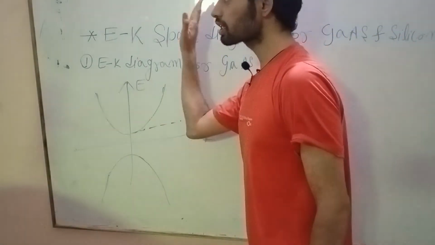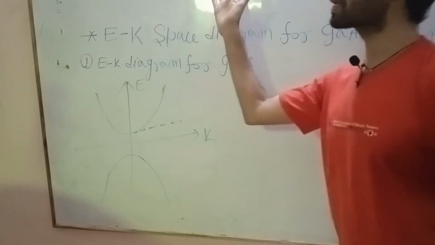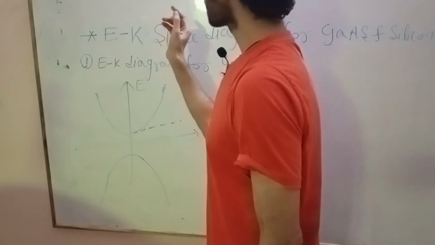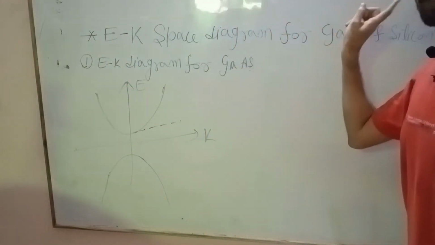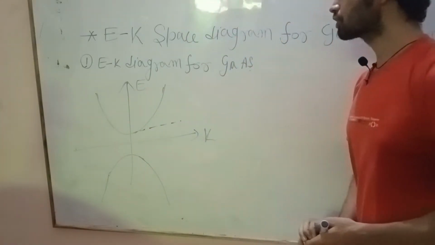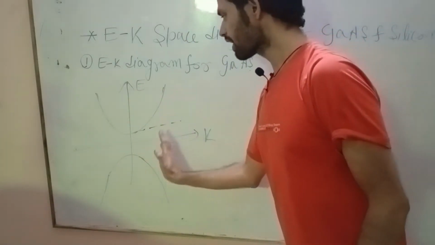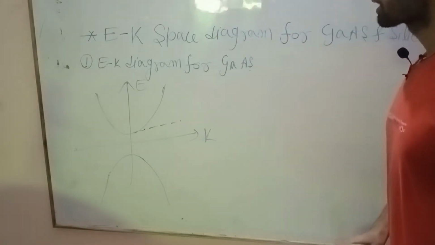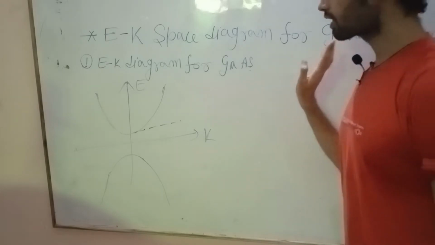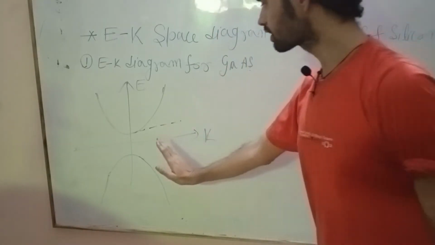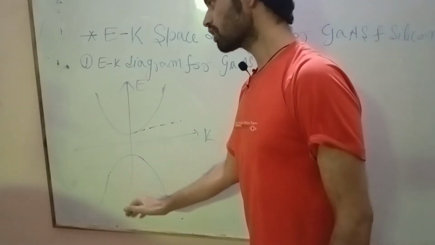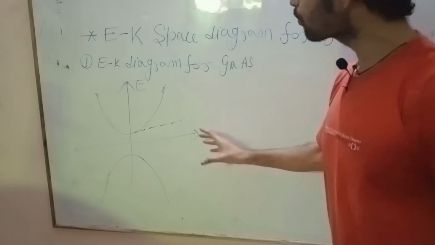Yes, as we have seen in the Kronig-Penney model equations. If you have not seen it yet, just go and click this I button, and there you will get all the information about this energy versus k space diagram, the EK space diagram for gallium arsenide, for a semiconductor. So you can get all the information here. Just click on the I button, and go to the Kronig-Penney model equation.